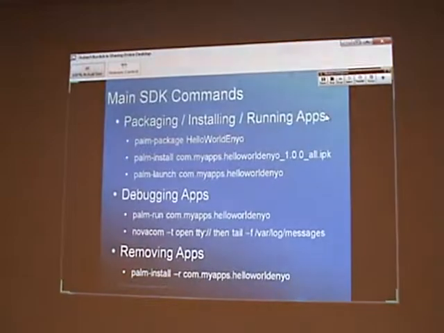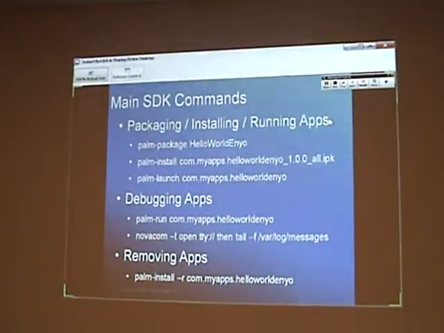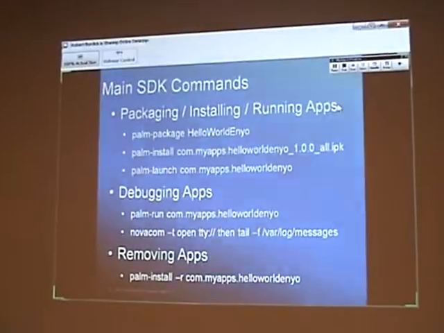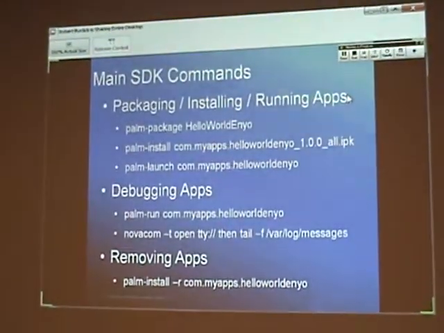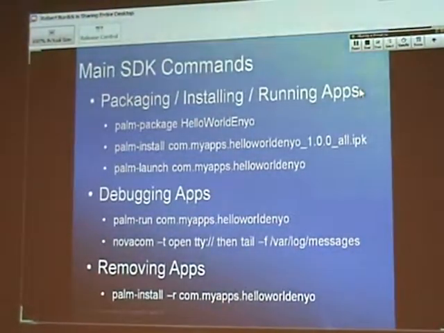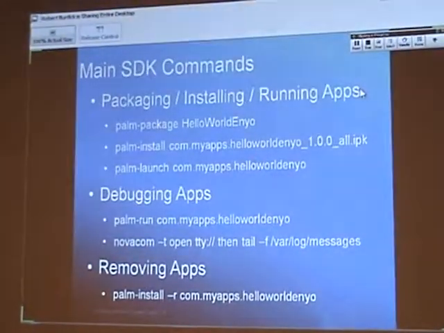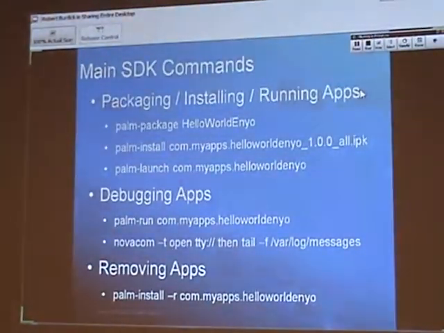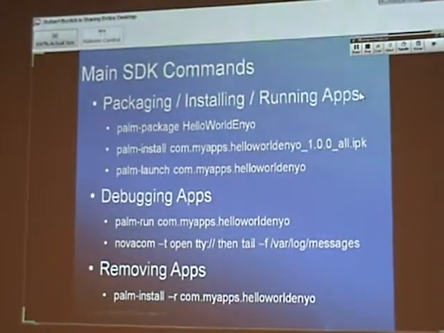Typically, though, as you're testing and debugging, you do that all together with just Palm run. And I actually have a typo. That should just be Palm run with the name of the directory. Some other things you can do with the actual device, which I can't show, obviously, very easily remotely. I can actually Novacom into the device.